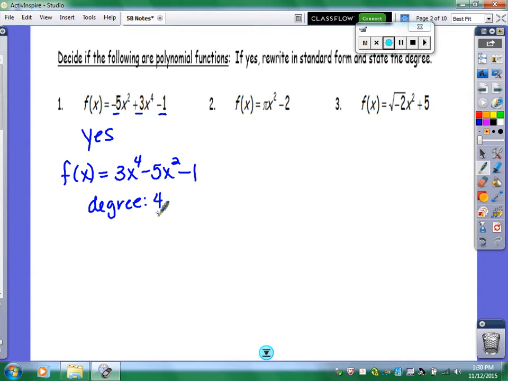Alright, look at the second one. Pi is still a real number. And 2, that's a whole number, so this is yes again. It's already in standard form, so the highest exponent is 2. Alright, number 3, coefficients. Square root of -2. That's imaginary, so it's not real, so this is not a polynomial function.